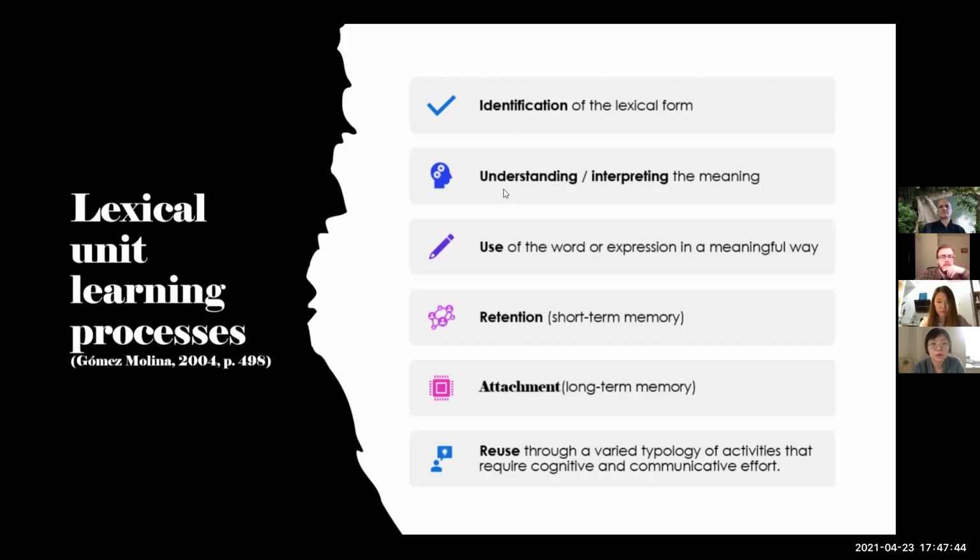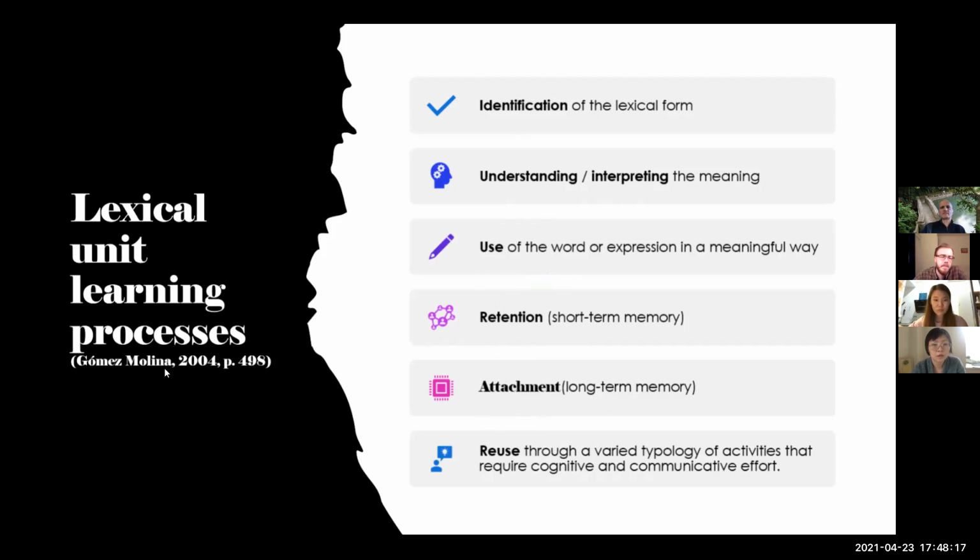Then we have a second step in which they have to understand or interpret the meaning of that chunk. And then we have 3 important steps: use, retention, and attachment. These 3 steps help students use the word, keep the word in the short-term memory, and then attachment helps students keep the knowledge in a long-term memory. Finally, we want them to reuse what they already know after having this kept in their mental lexicon.